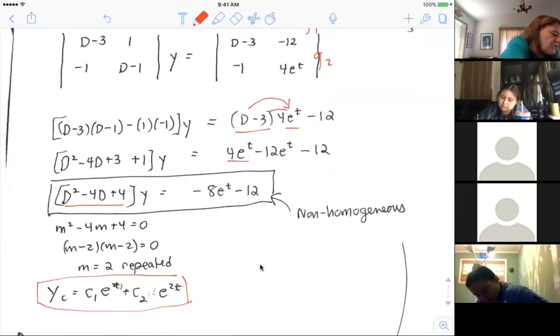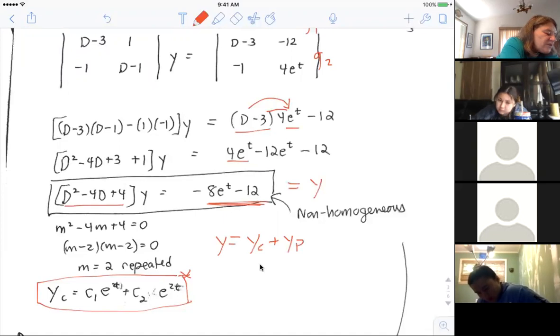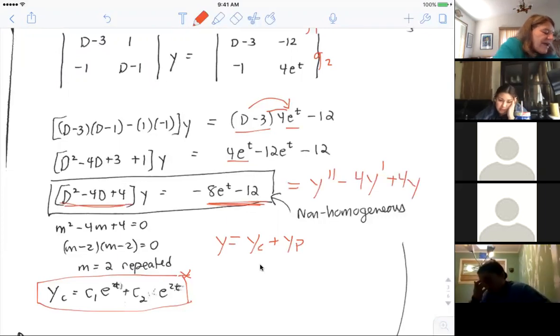You've got your yc there. Your general solution is going to look like a yc plus a yp. At this point, there's the non-homogeneous part of this thing. If you look at it now, it looks like this: y double prime minus 4y prime plus 4y equals that thing. That comes from that. And you just have to find a yp.